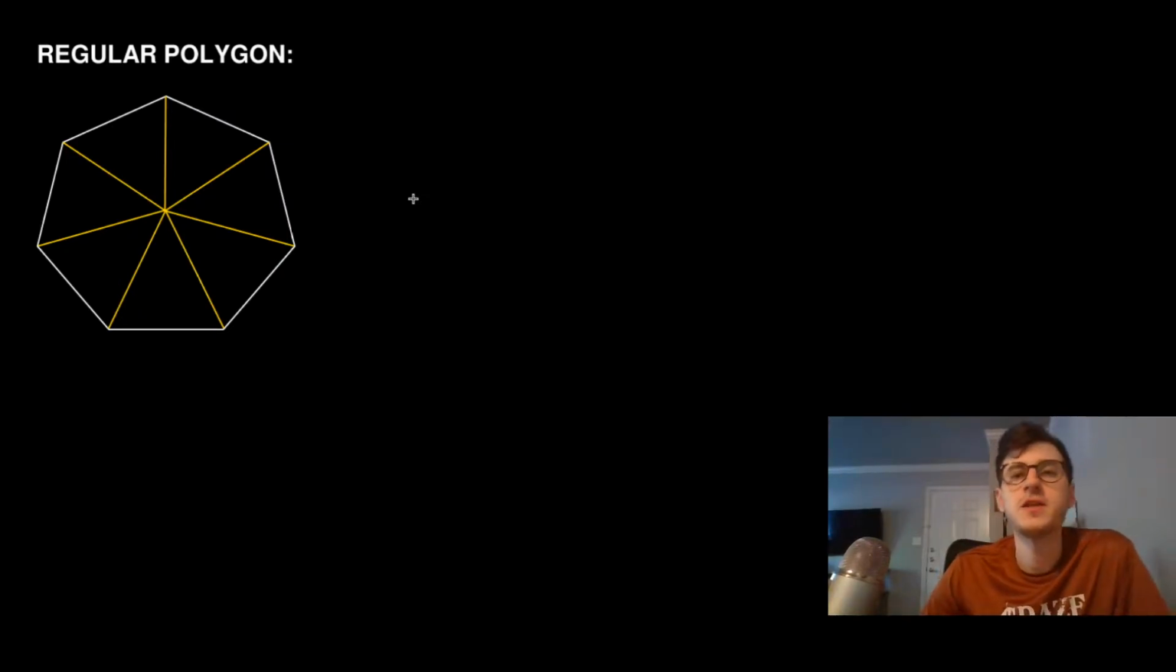Okay, let's go ahead and talk about finding the area of regular polygons. Now, what I have here is a septagon. You can draw any polygon that you want. And I went ahead and drew some triangles. I made some triangles by connecting the center of my polygon to the vertices of my polygon.